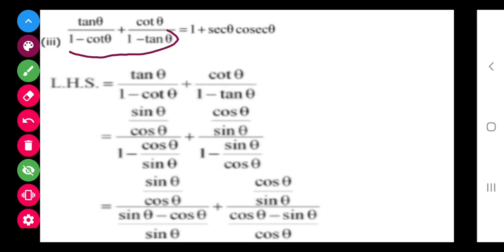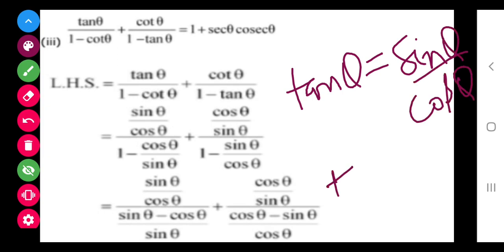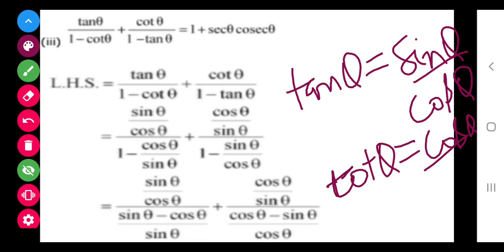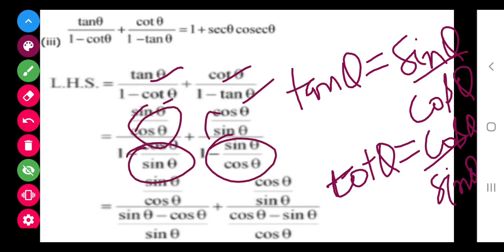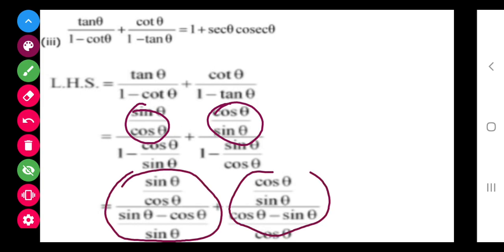So here what we are going to do is convert everything into sine and cos. So we know that tan theta is sine theta upon cos theta, and cot theta is cos theta upon sine theta. So this is implemented here, here, here, here. Now what we have got, this we have got. Now nothing to solve in the numerator, but in the denominator we can take LCM. So on taking LCM we will get this part and this part.